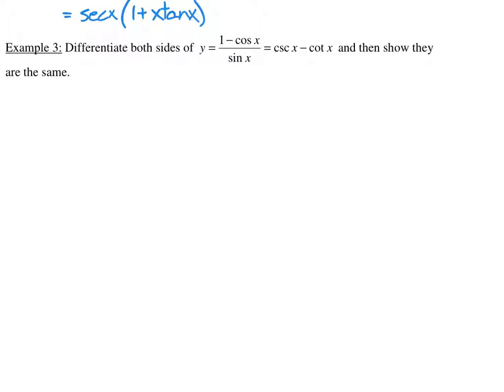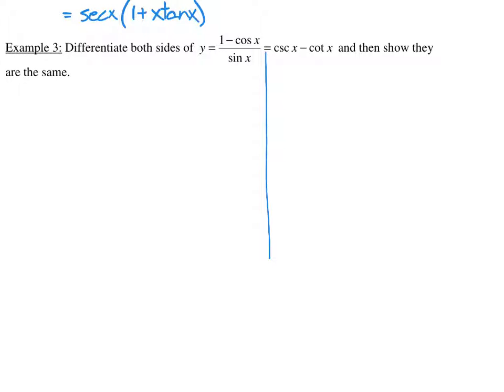So whether you leave it like this on the left, 1 minus cosine over sine, and you do the quotient rule and take the derivative, or whether you take the derivative of cosecant minus cotangent, you should end up with the same answer at the end. So let's go ahead and do both of these. We'll do the left-hand side in blue.